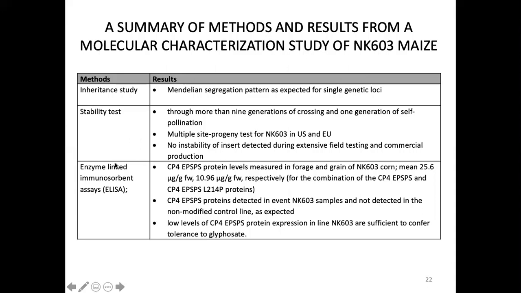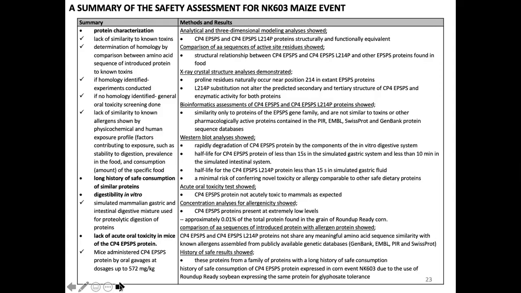Also, you have to see some ELISA tests about the CP4 EPSPS protein levels, and you have to assess these results during the risk assessment. And this slide is related to safety assessment. This is a little bit of a summary. And for the NK603 MAIZE event, all this information is related to only one event, because we are doing the risk assessment case by case.